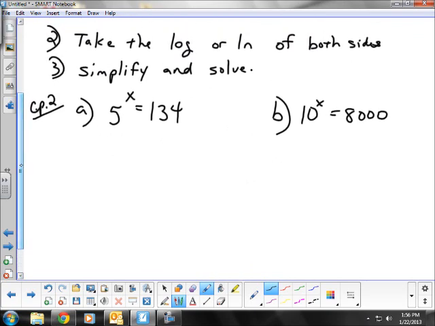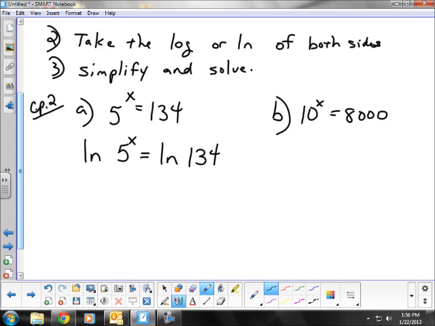So, first of all, do you see I've just got the base with the exponent by itself on the left-hand side there. So step one is done for us. It's isolated by itself. Now, 5 is not an e and it's not a 10. So there's no advantage. So I'm just going to take the ln of both sides. Okay, so this is the ln of 5 to the x is equal to the ln of 134. Okay, everybody see it? The ln of both sides is all I did.